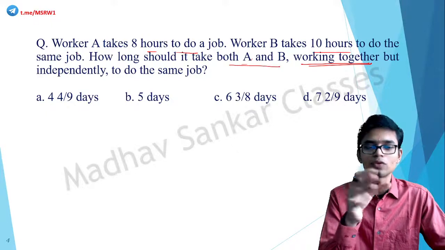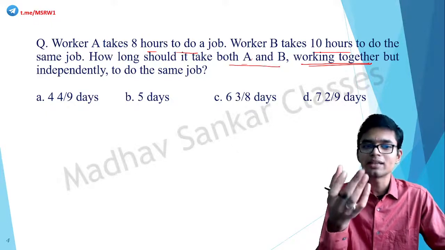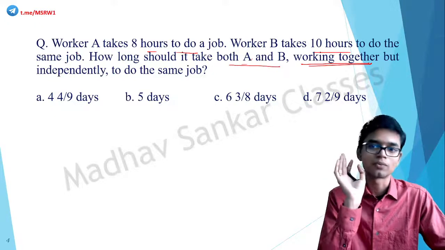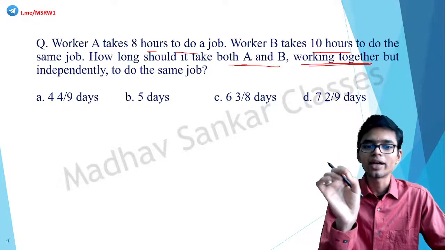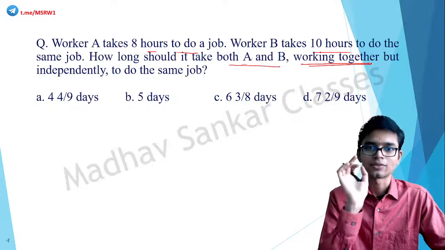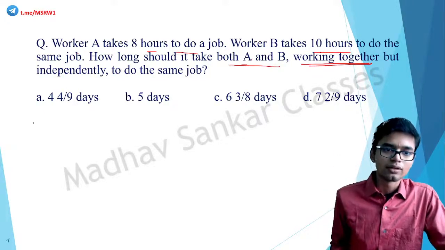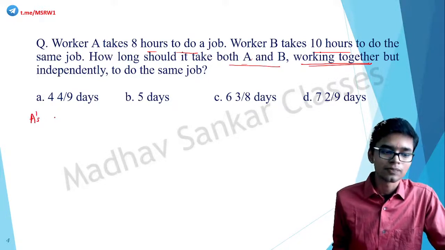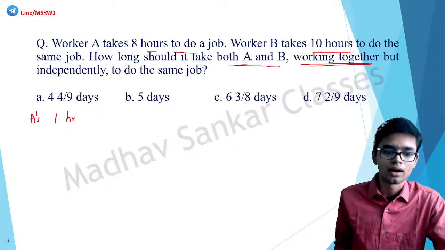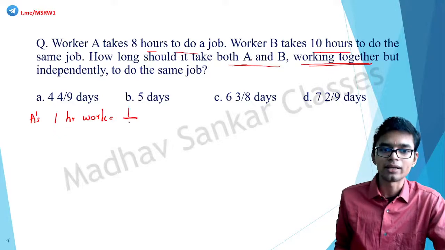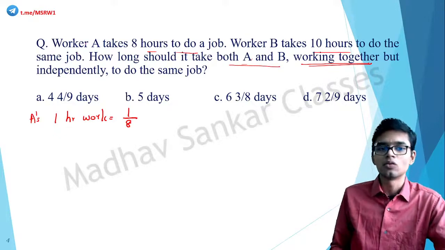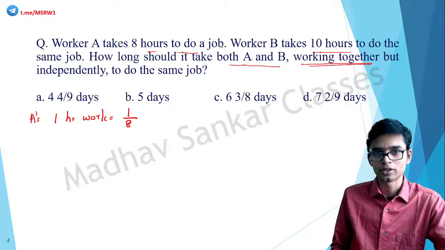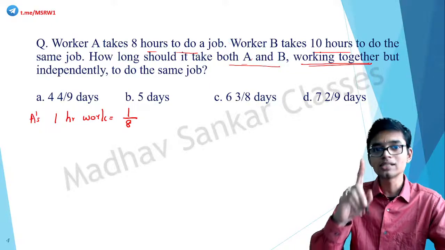Correct. So if two of them collaborate together, then obviously the number of days will be less. It will come down. So we have to identify which of the options is correct. I will write down all the steps so that later on you can revise using it. A's 1 hour work is equal to 1/8. Worker A takes 8 hours to do a job, so his 1 hour work is 1/8.